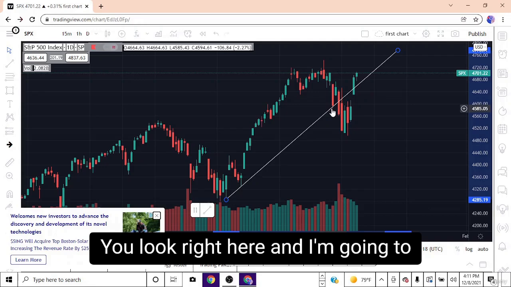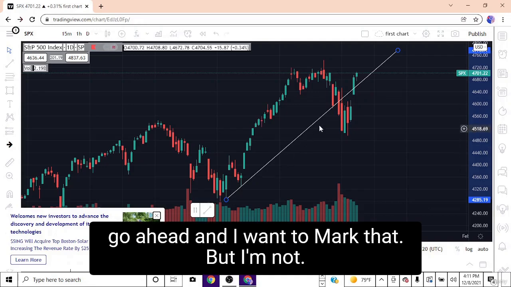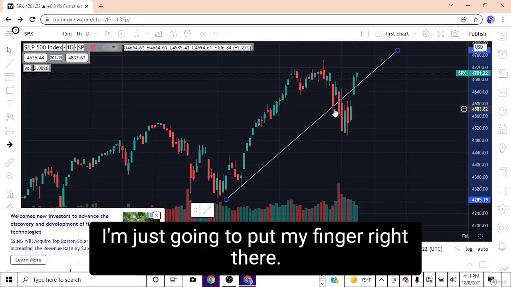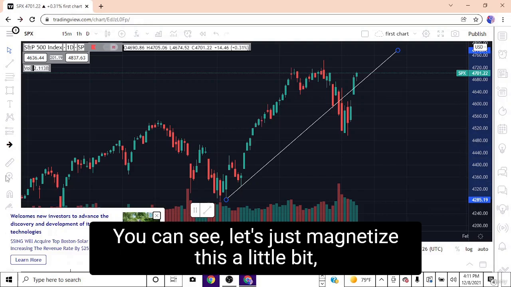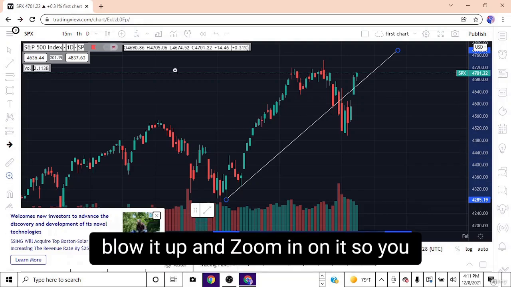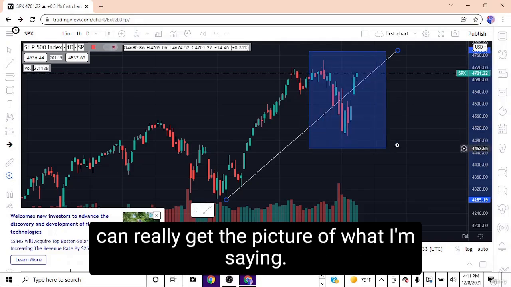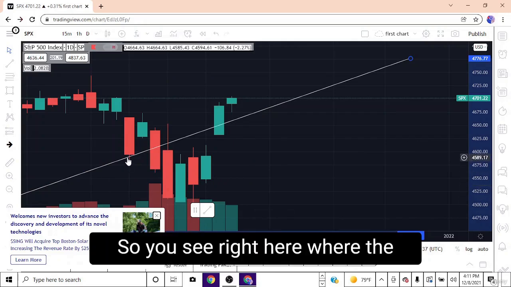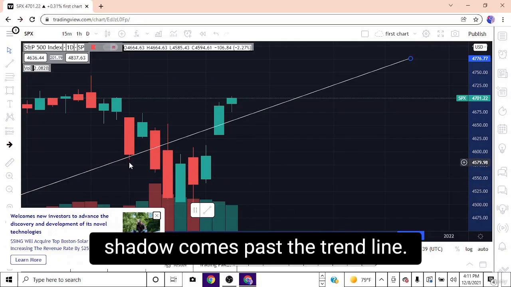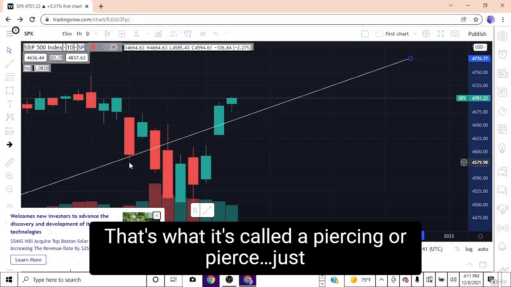You look right here, and I want to mark that, but I'm not. I'm just going to put my finger right there. You can see, let's just magnetize this a little bit, blow it up and expand this, zoom in on it so you can really get the picture of what I'm saying. Okay, so you see right here where the shadow comes past the trend line. That's what is called a pierce.